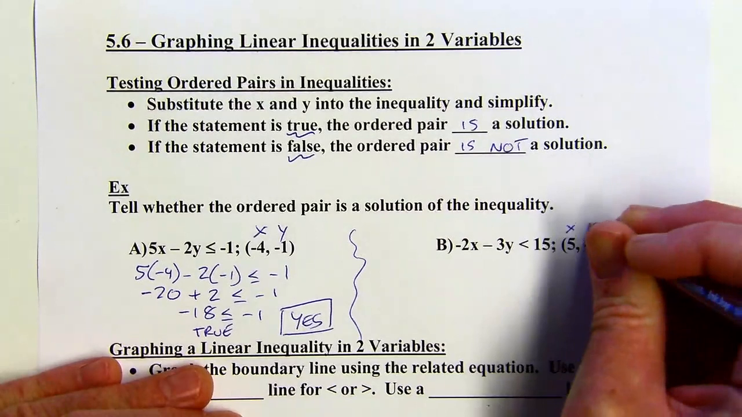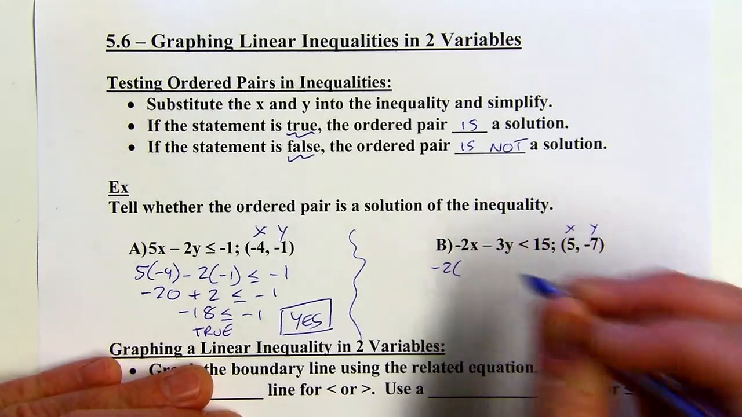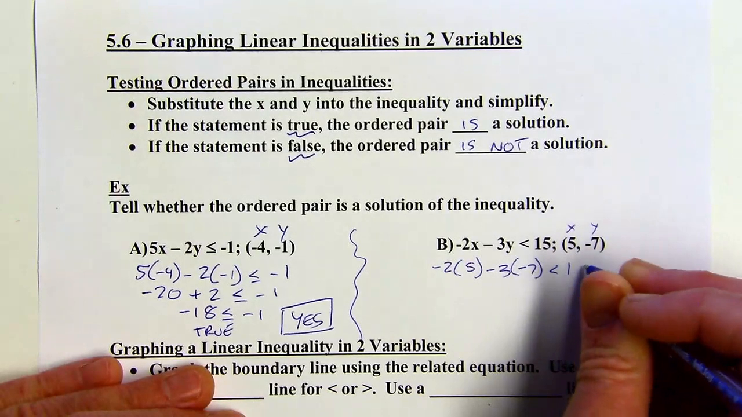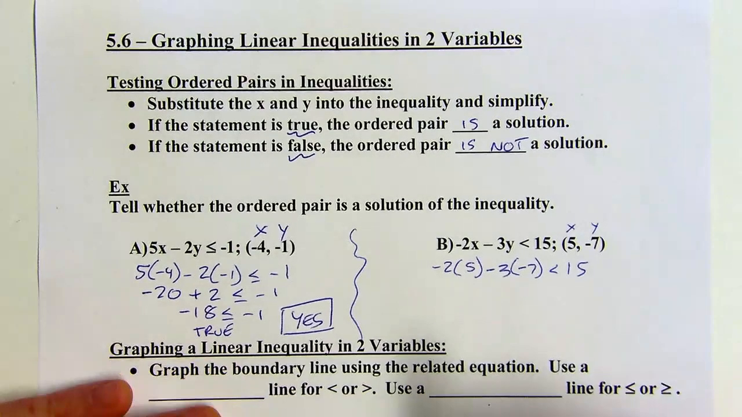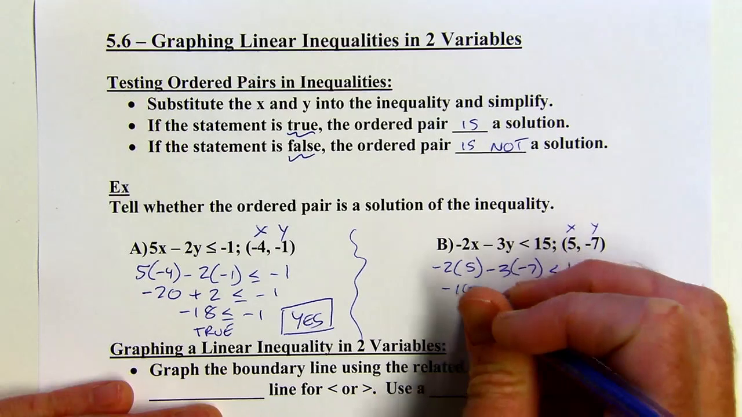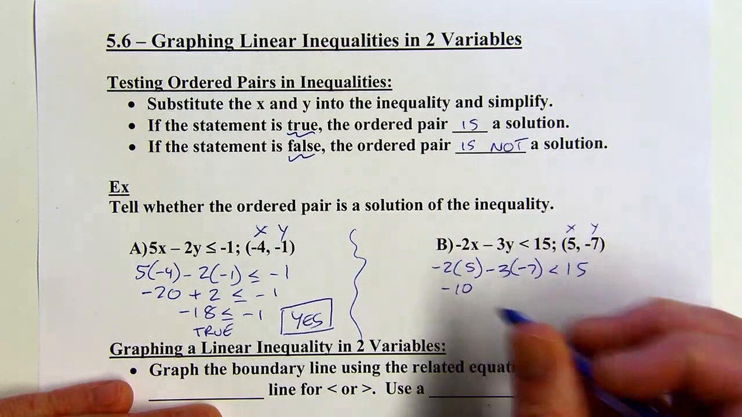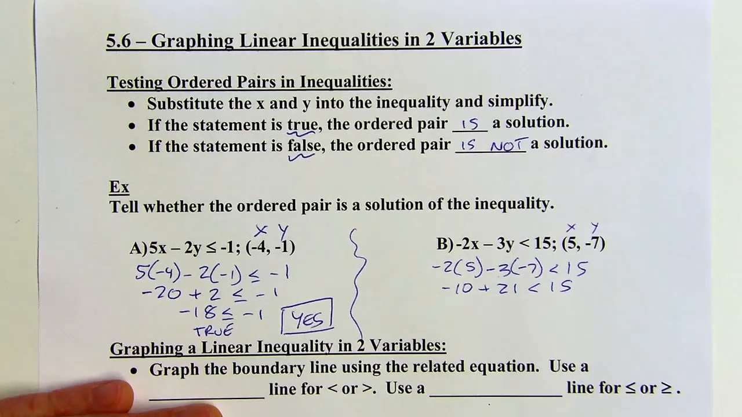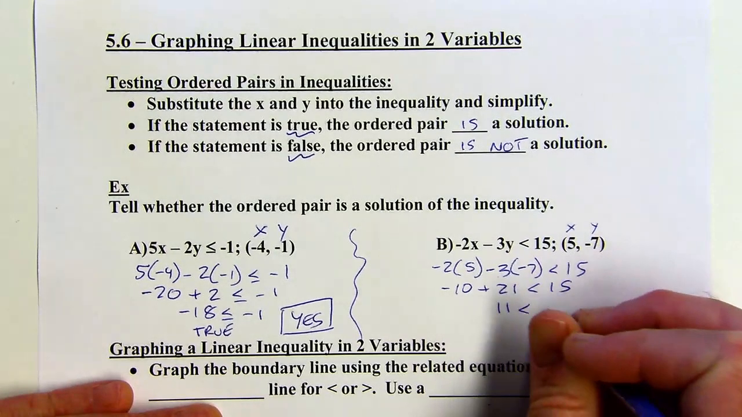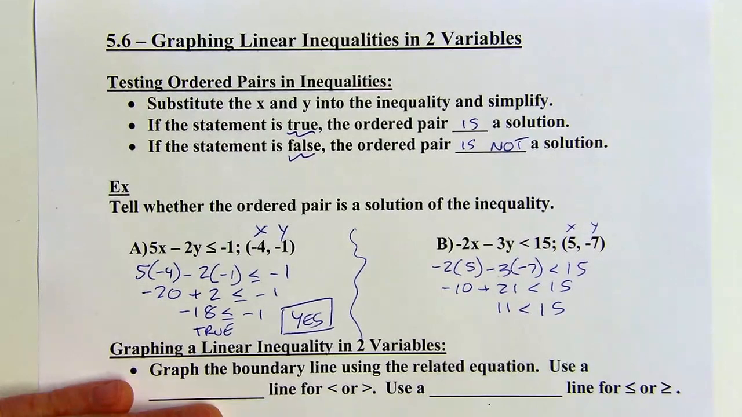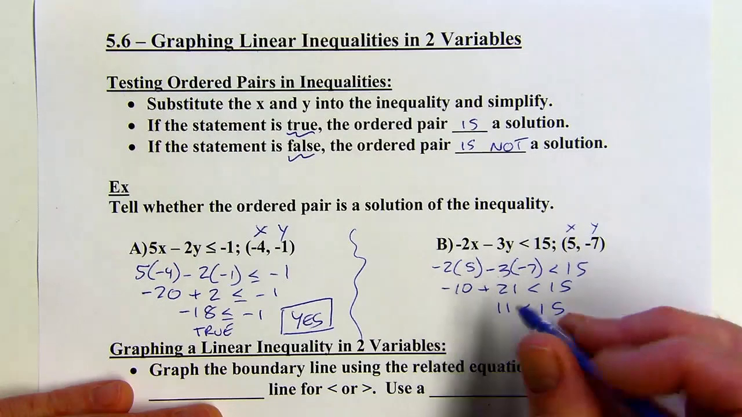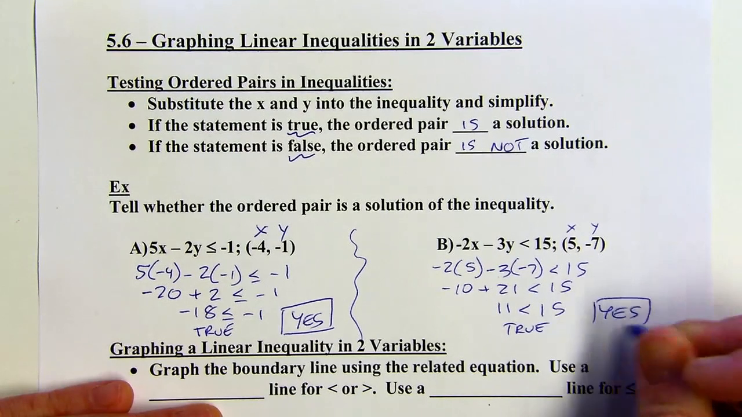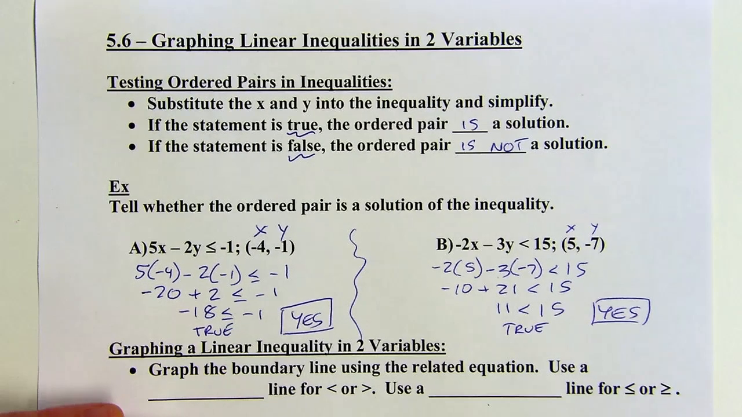Okay, so let's try another here. I'm going to plug in this xy pair. So let's see, -2 times 5 minus 3 times -7 is less than 15. All right, let's simplify this so we can see if this is true or not. -2 times 5 is -10. -3 times -7 would be +21. Okay, and then -10 plus 21 is going to be 11. And I've got 11 is less than 15. That is also true. And so that means that, again, yes, this is a solution. If you got a false statement, you'd have no. Okay? All right.